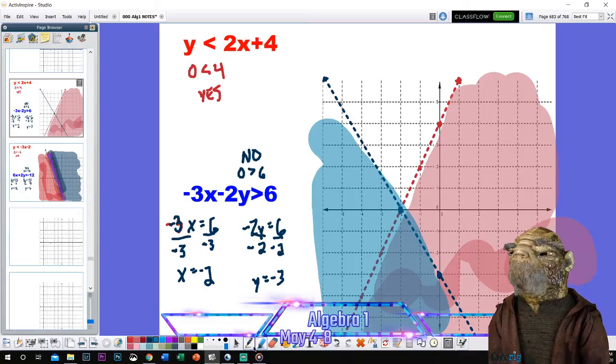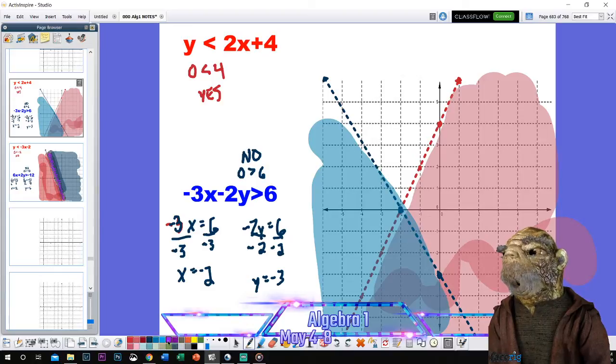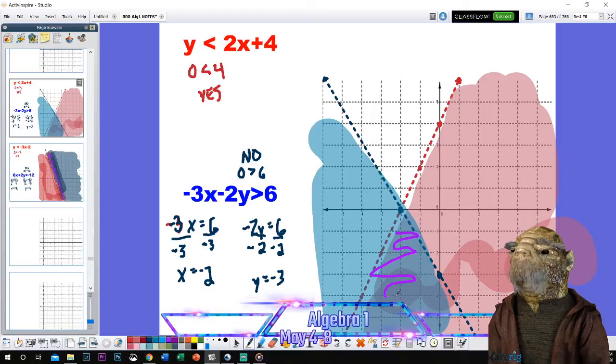Okay, where do they overlap? You should be able to see that they are overlapping in this area right here, where the red and blue overlap.